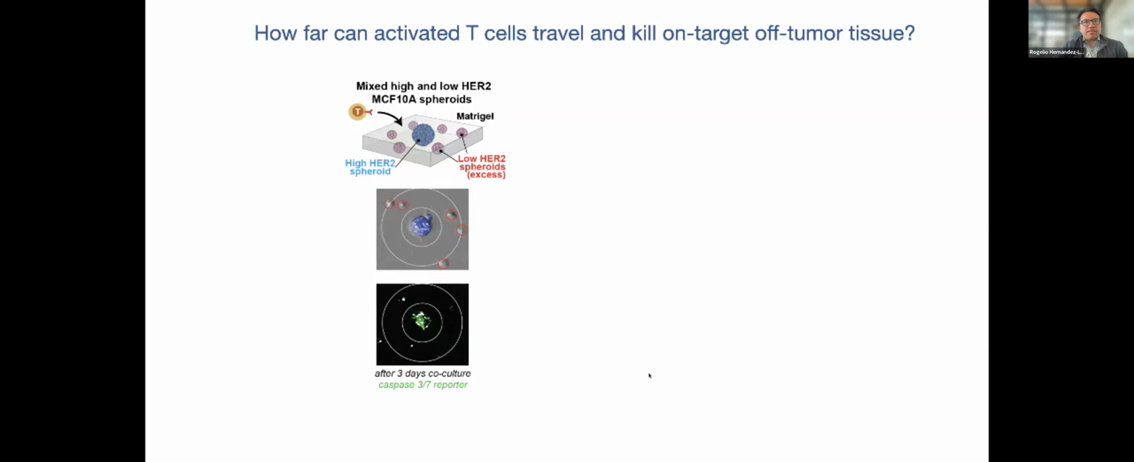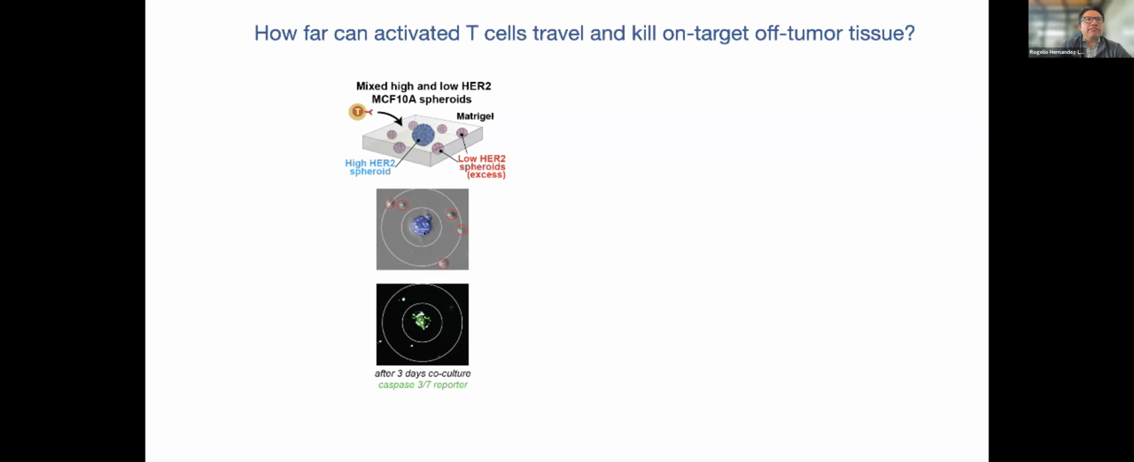The additional assays that you can do with this type of spheroids are shown here, where you mix spheroids that have low levels of HER2 and spheroids that have high levels, with the idea that you can quantify the potential of target killing. You could imagine these T cells could get activated in the tumor and then from there travel to other spheroids to start killing them. So one way to start assessing that question was to do these mixed spheroid cultures.